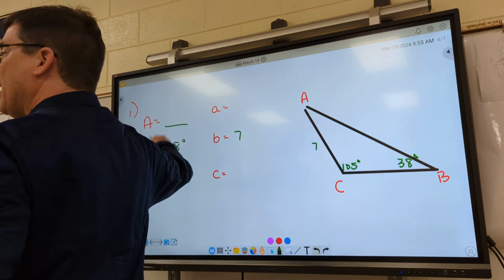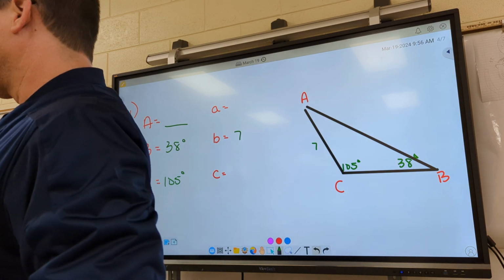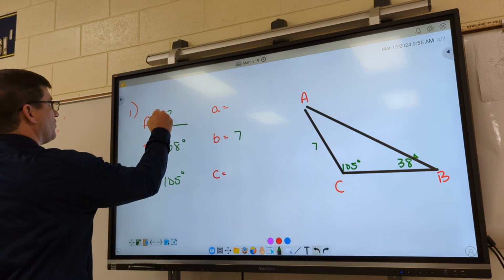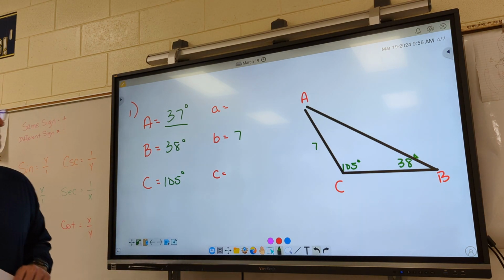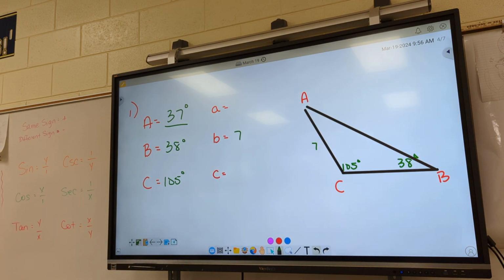Subtract these two from 180 on your calculator, and it's what? 37 degrees. Did everybody get 37 on that? All right, so now we can start doing the problem by our new formula.